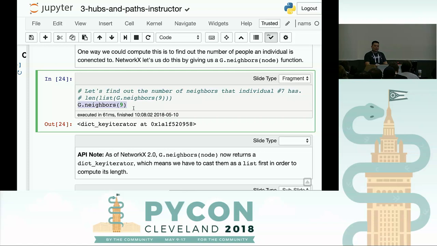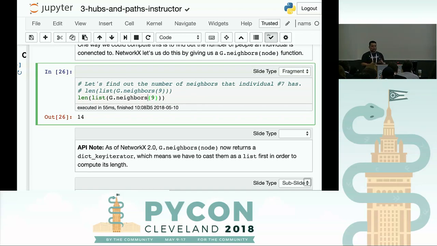In this case, the nodes are integers. We're only keeping track of the integers as the nodes. What we get is a dict key iterator, a generator of some sort. This is part of the NetworkX API. We have to cast that as a list, and now we get the exact identities of the neighbors of node number 9. So how many neighbors are there? Everybody gets 14? Okay, cool. That's one way we can do this.